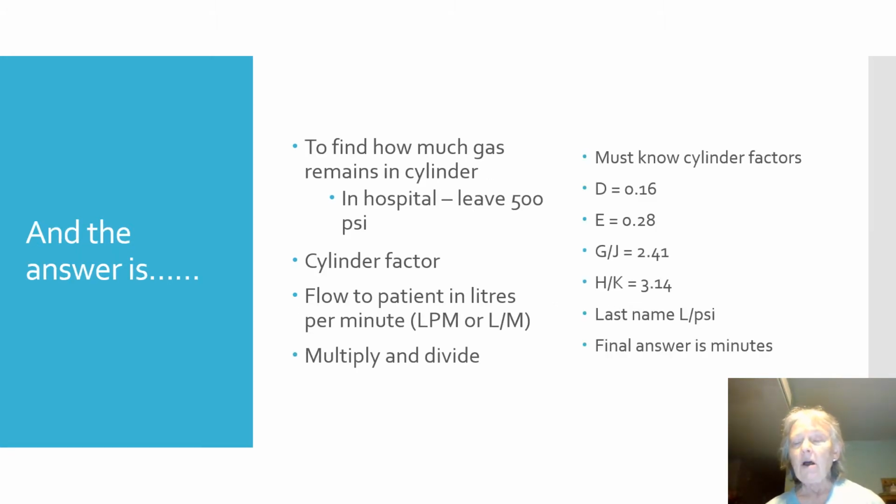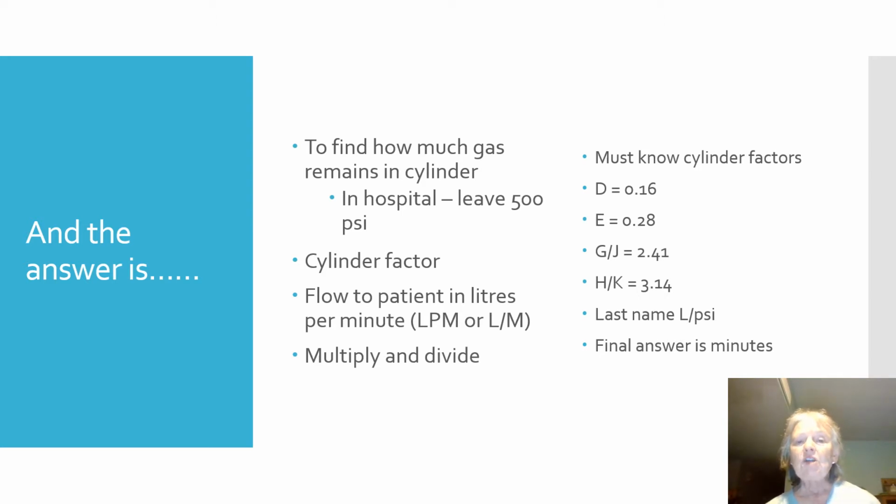So basically in the hospital, when you're looking for how much gas is left, we're still going to use those cylinder factors, but when we use the formula for finding how much gas is in the cylinders, then we have to subtract 500 for the hospital requirements, okay? So there's your cylinder factors, DEs, GJs, HKs. Be aware of these. These are on your boards, okay? So do know those cylinder factors.